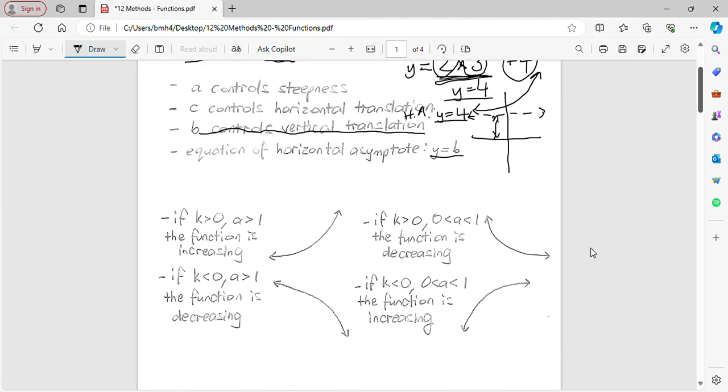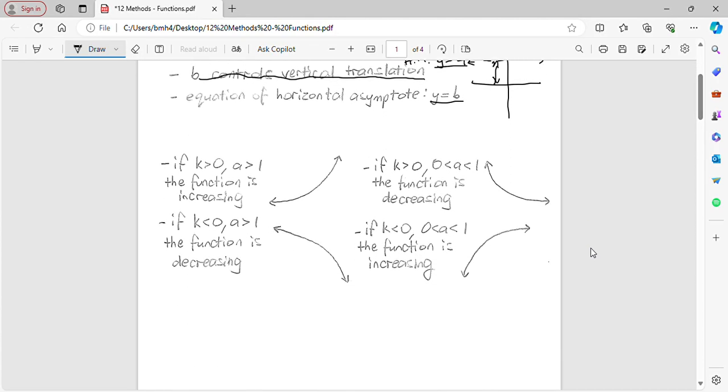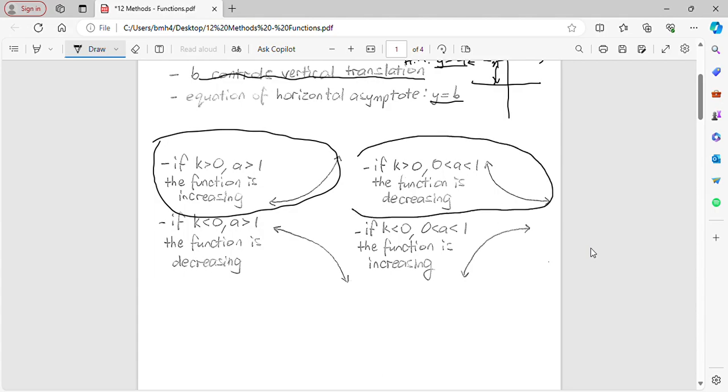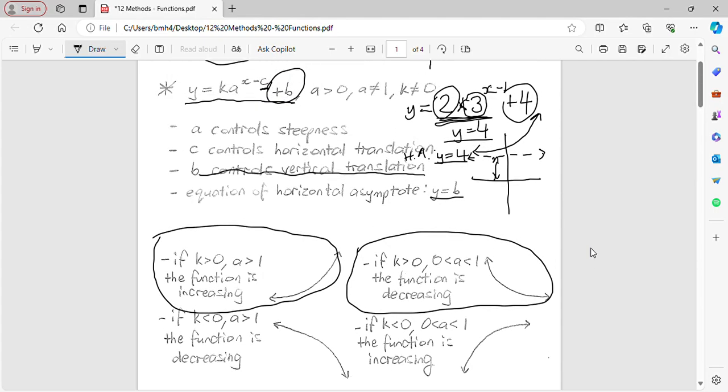Alright? So we call this one the exponential growth model. We call this one the exponential decay model. So in applications for this one, you might be looking at compound interest. For this one, you might be looking at radioactive decay, and we can have a model that's an exponential decay model for that.